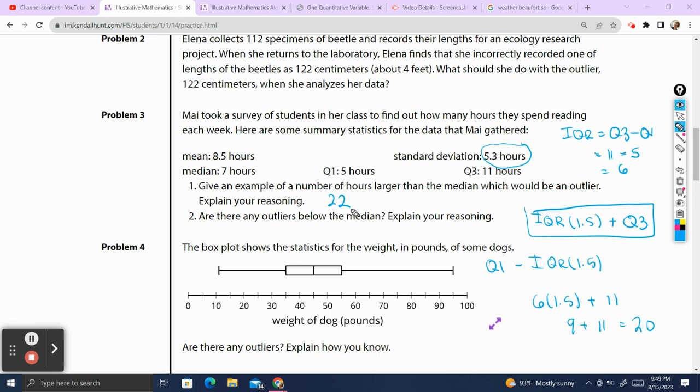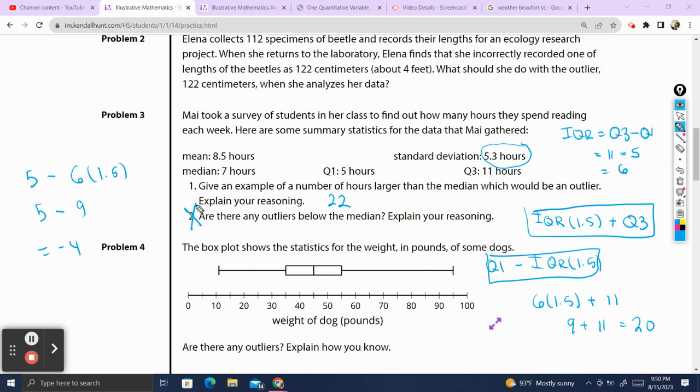Question number 2. Are there any outliers below the median? Explain your reasoning. To figure out if there's something below the median, we're going to take Q1, which in this case is 5 hours, and then subtract our IQR, which is 6, that doesn't change, times 1.5. In this case, we get 5 minus 9, which is equal to negative 4. The lowest value we have is 0. So an outlier would have to be less than negative 4, and that will never happen in our problem set because there are no negative hours.